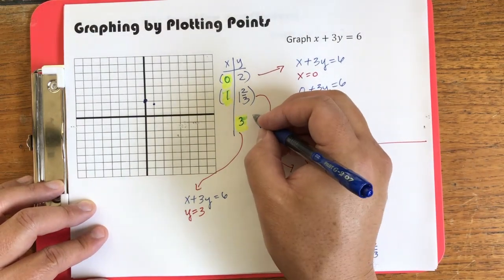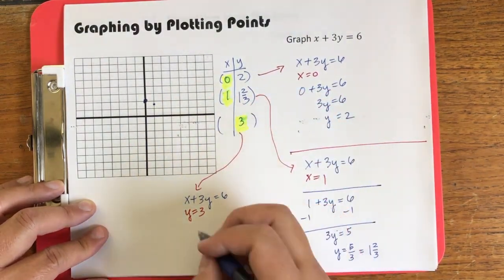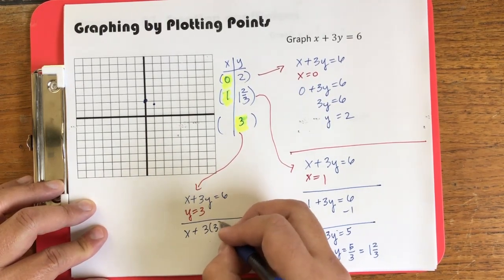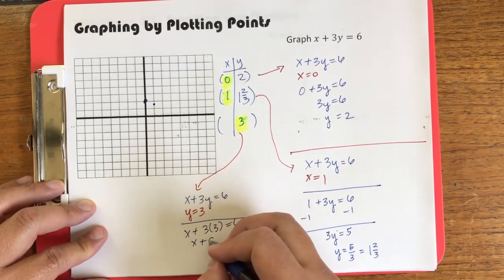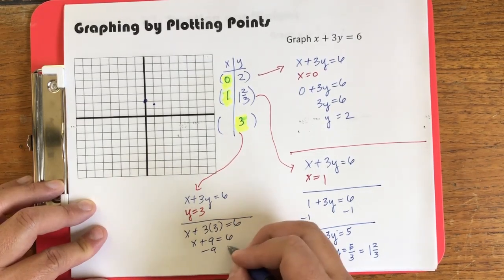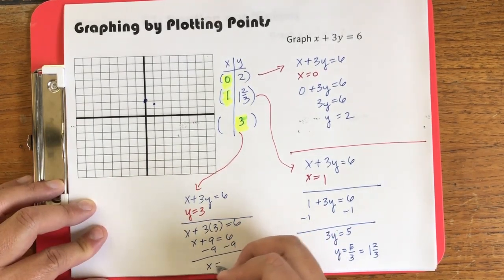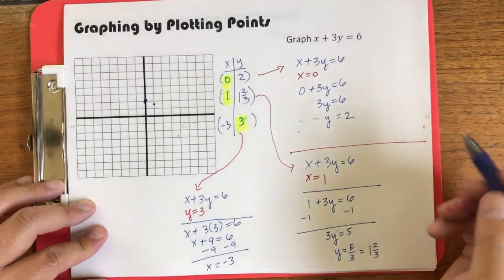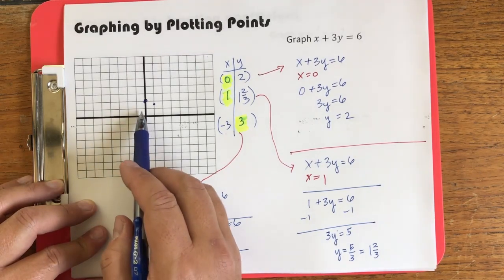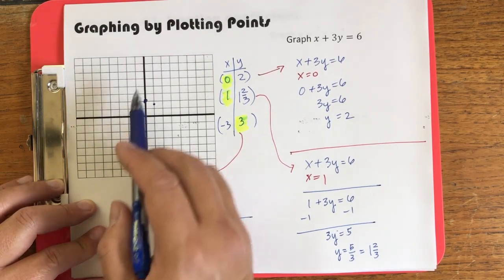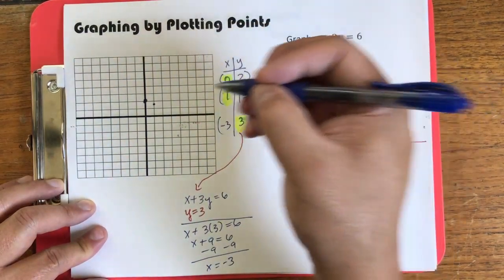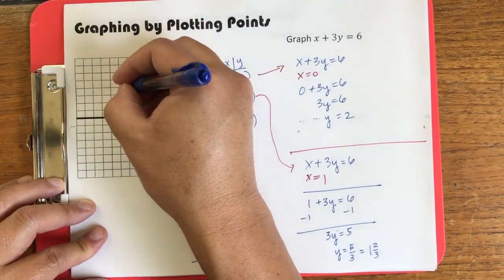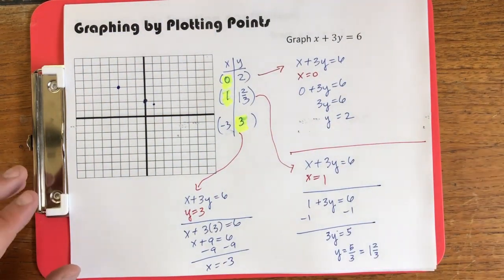Now, for the last equation over here, we're going to plug in 3. x plus 9 is equal to 6. And then we can also plot this point, 1, 2, 3, and 1, 2, 3, right here. And in theory, this should give us a line.